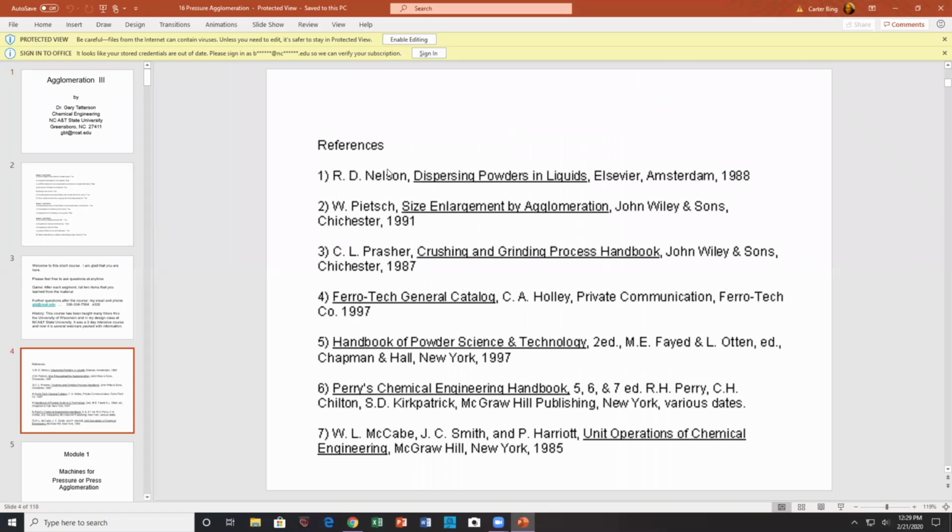The sources of this material are Peach's Book of Powder Science and Technology. That's a very good one right there. Holly's Ferrotech General Catalog is helpful, Peach's book. And then you have the side books like McCabe and Smith, Perry's Handbook, which is not too bad, Crushing and Grinding, and Powder's cool.